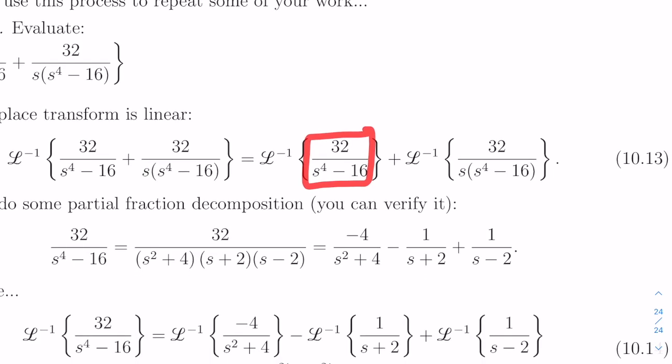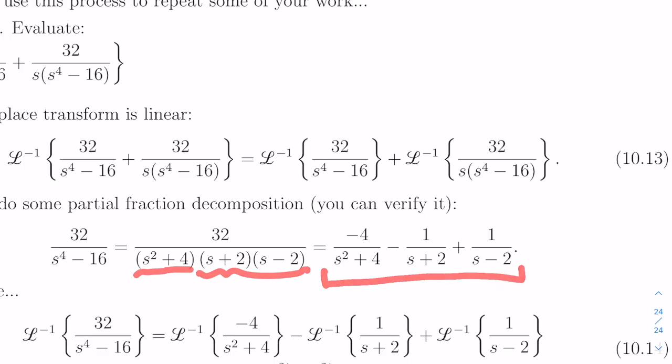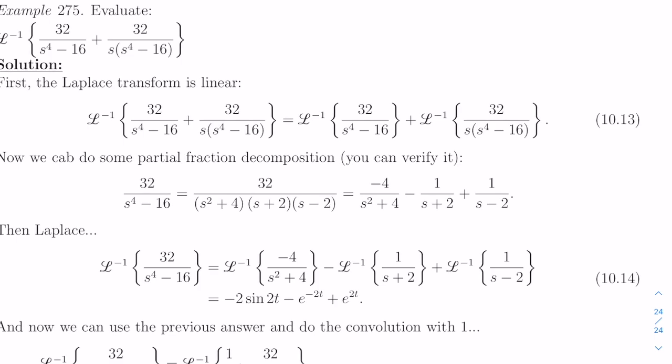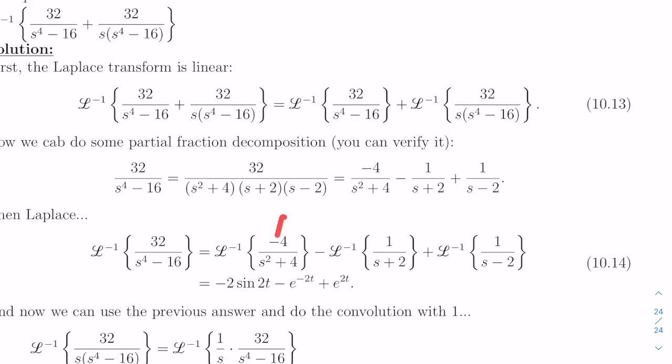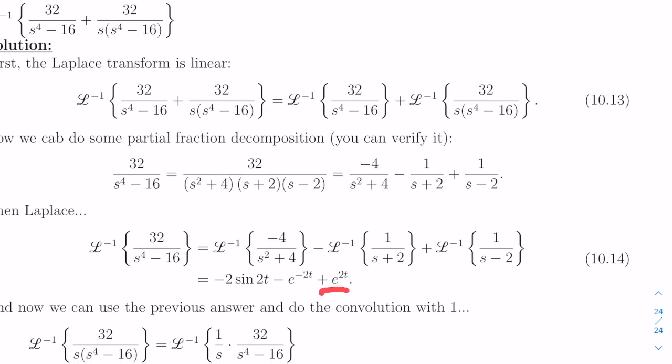Now, when I do that, I know that s to the 4th minus 16 factors as s squared plus 4, and then s squared minus 4, and s squared minus 4 factors as s plus 2, s minus 2. And I have done all the partial fractions already, and so it's negative 4 over that one, minus 1 over that one, plus 1 over that one. And so the inverse Laplace transform of this first term, 32 over s to the 4th minus 16, is just these three inverse Laplace transforms, which gives me negative 2 sine 2t minus e to the negative 2t plus e to the 2t. All right?